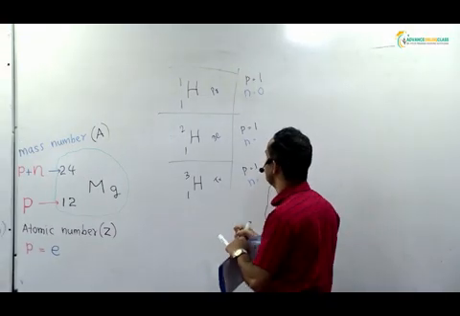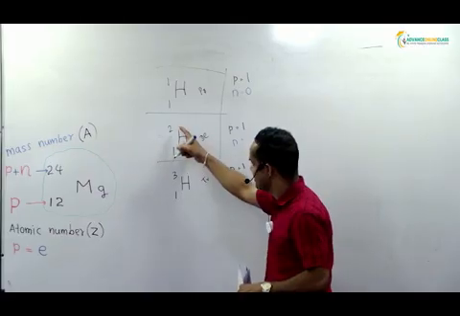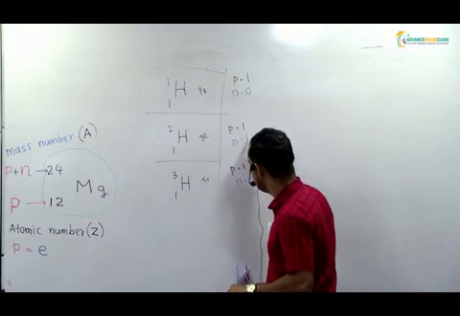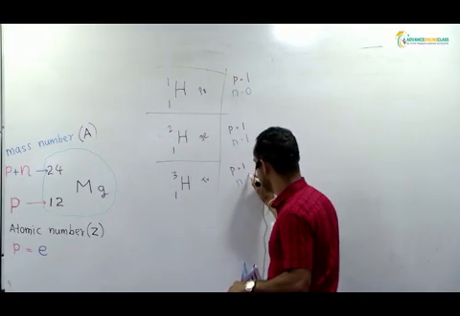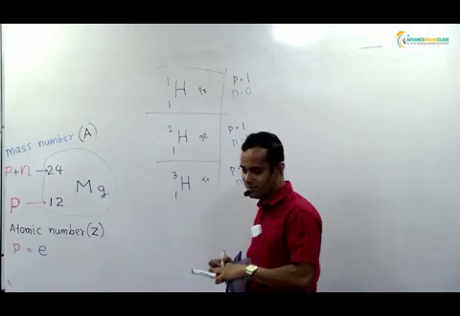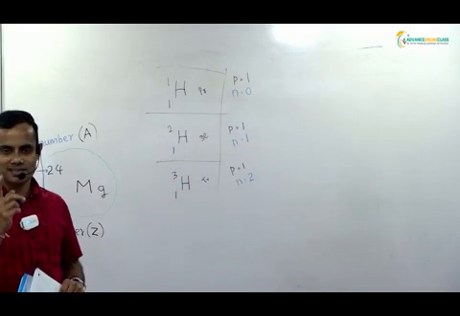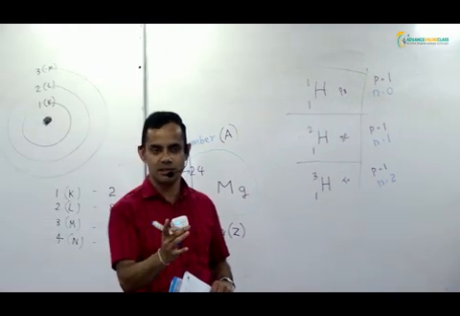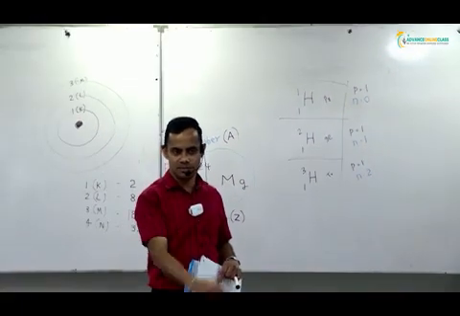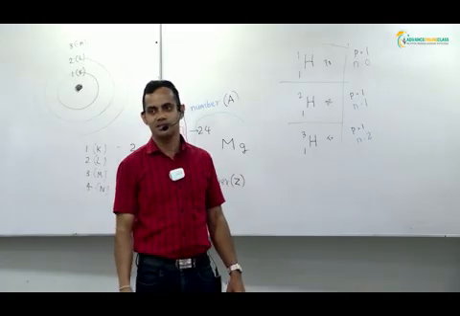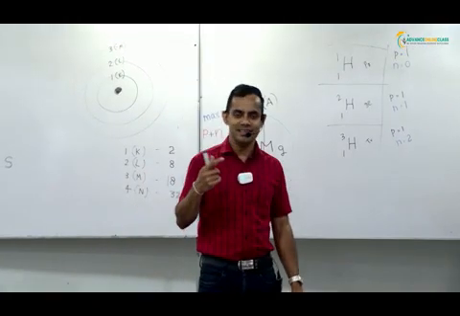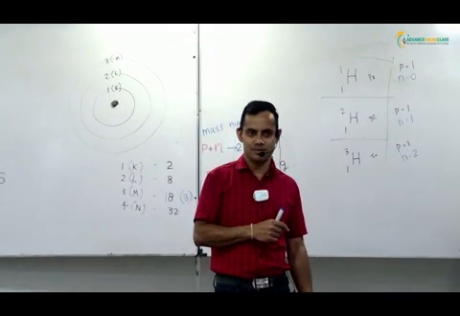Remember, what is it? Protium. Right. Second one, neutrons 2 minus 1, 1. Third one, 3 minus 1, 2. This way, in these atoms, neutrons are different. As a result, mass numbers are different. What do we call them? Isotopes. Now we can get a definition for isotopes.